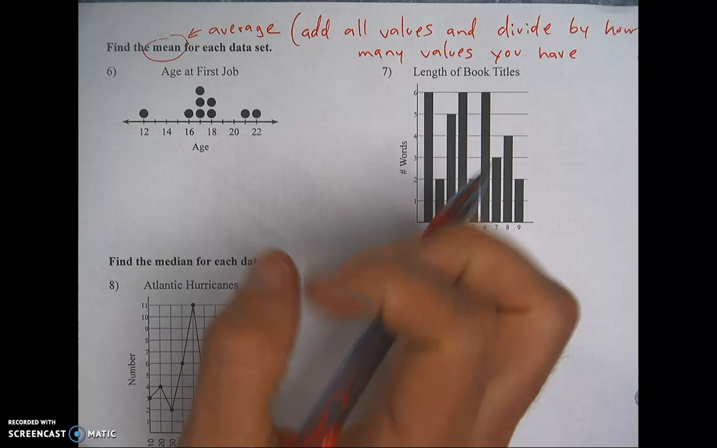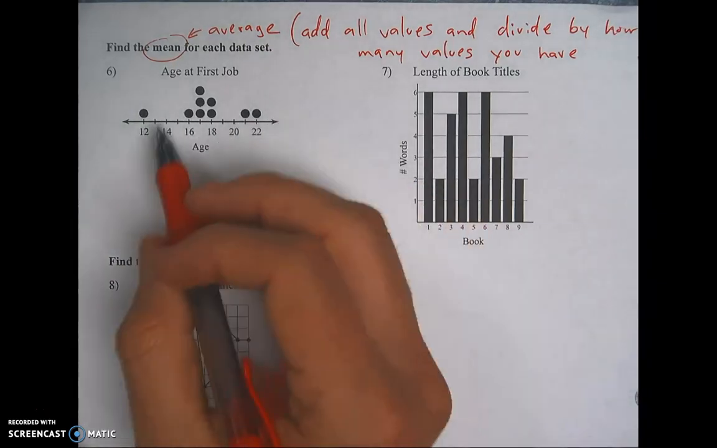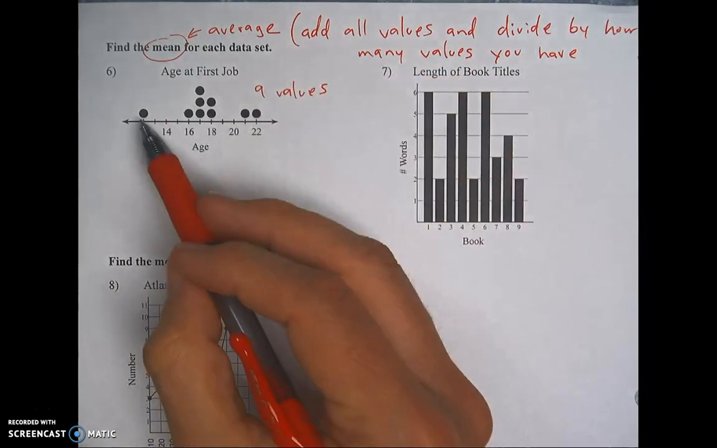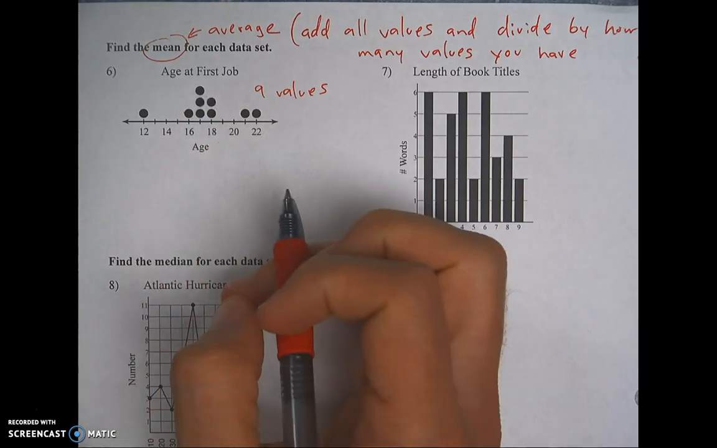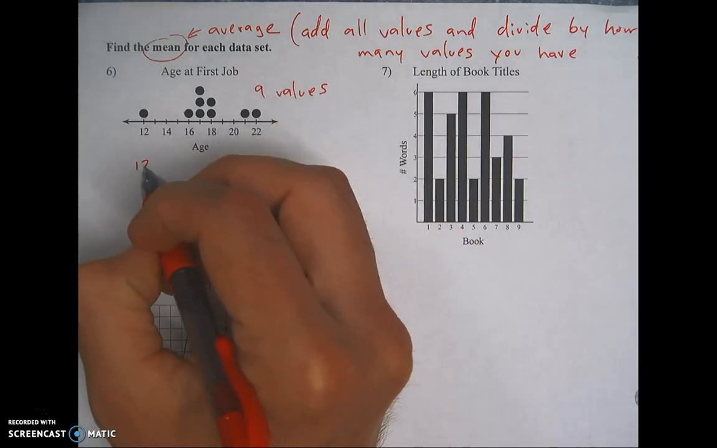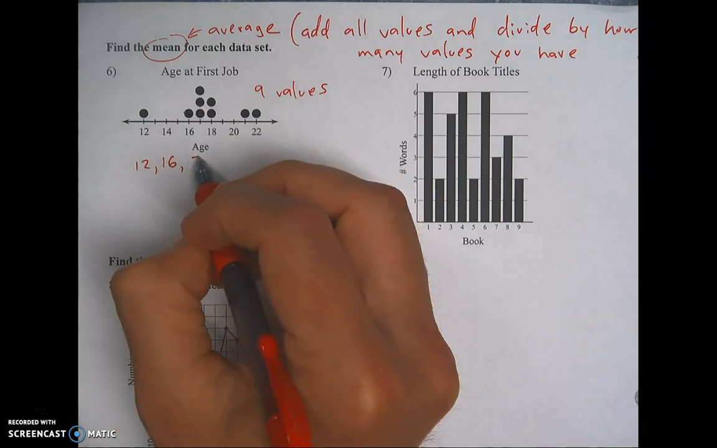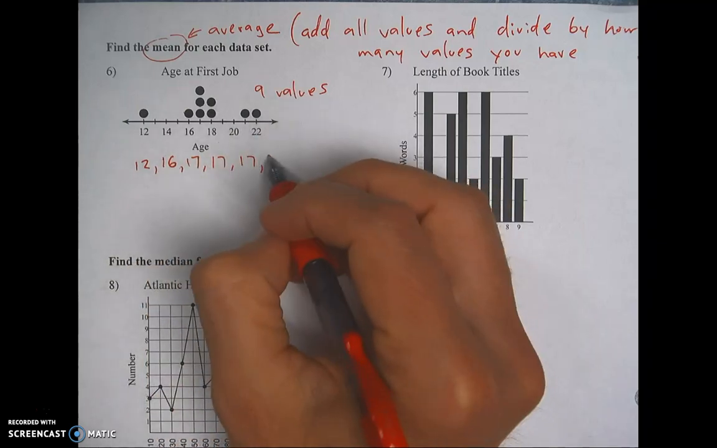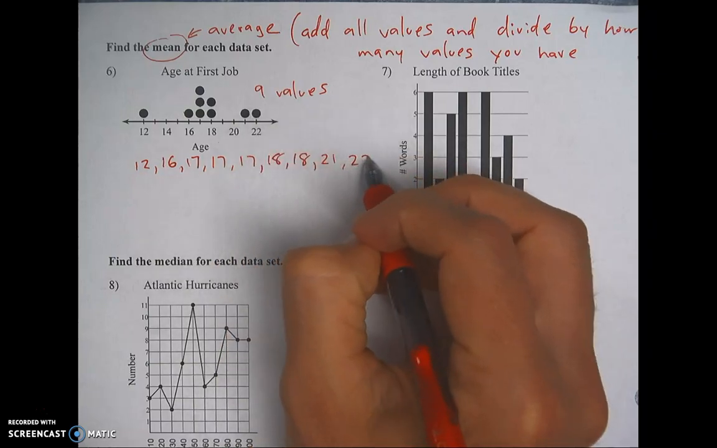We're going to add them all up, all 9 numbers, and then divide by how many we have, which we just counted is 9. There are 9 of these. That's what we're going to divide by. So we're going to add all of them up, and then divide by how many we've got. So this is 12. I've got a 16. These three are 17s, so I'm going to have to add 17 three times. I've got two 18s, I've got a 21, and a 22.